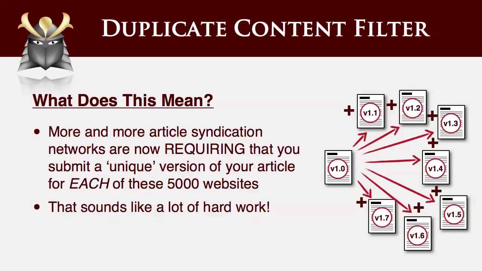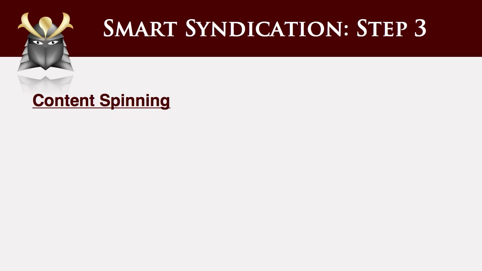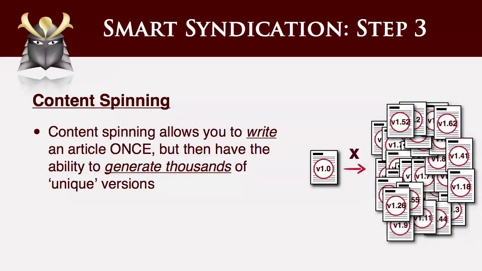Well, don't panic. The way to do this is using a technique called content spinning, which is the third step in the smart syndication process. Content spinning allows you to write an article once, but then have the ability to generate hundreds or even thousands of unique versions of that article with just a little bit of extra work.